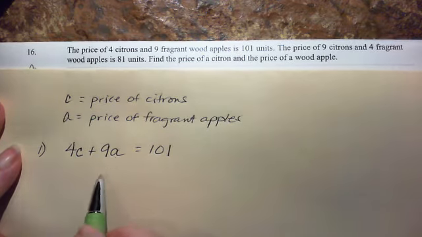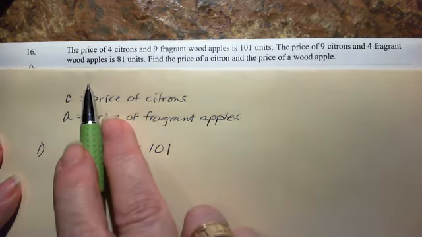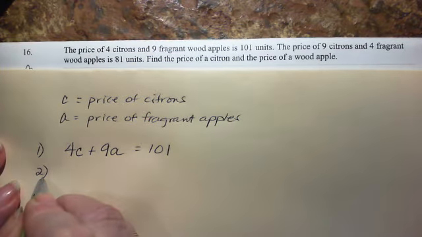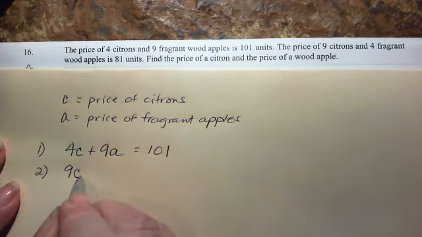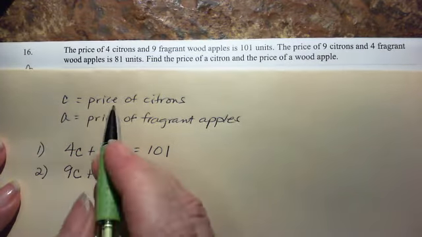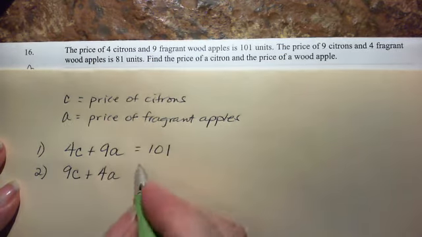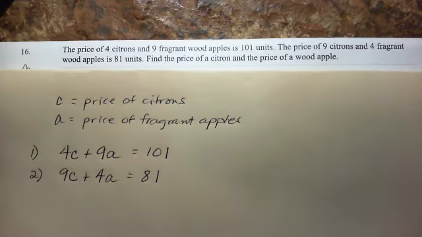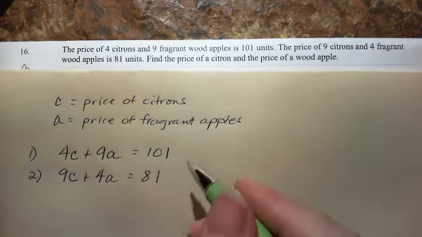First equation in 2 variables. Second sentence, the price of 9 citrons and 4 fragrant wood apples is 81 units. So we get another equation. Straight translation there says 9 citrons times the cost of a citron plus 4 fragrant wood apples, 4 times the cost of the apples, is equal to 81 units. Now here we have our 2 equations in 2 variables, and we're now able to solve the system.